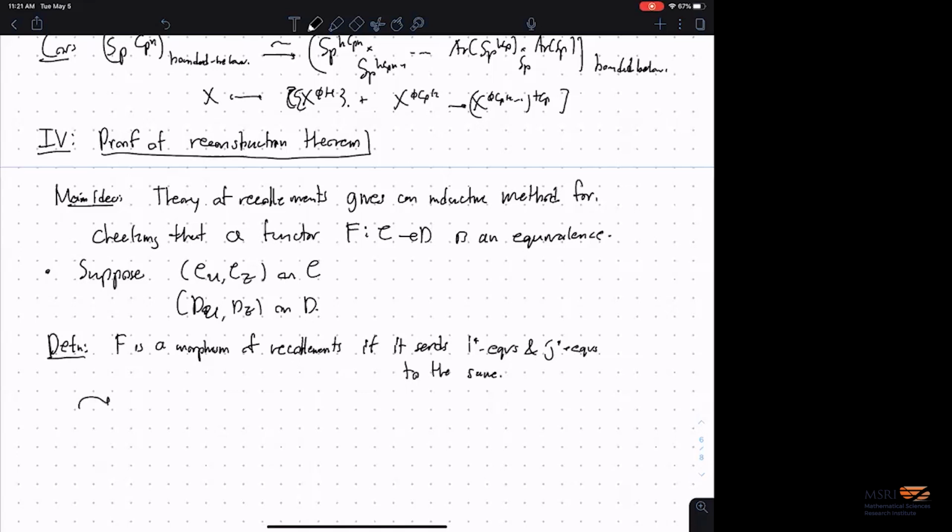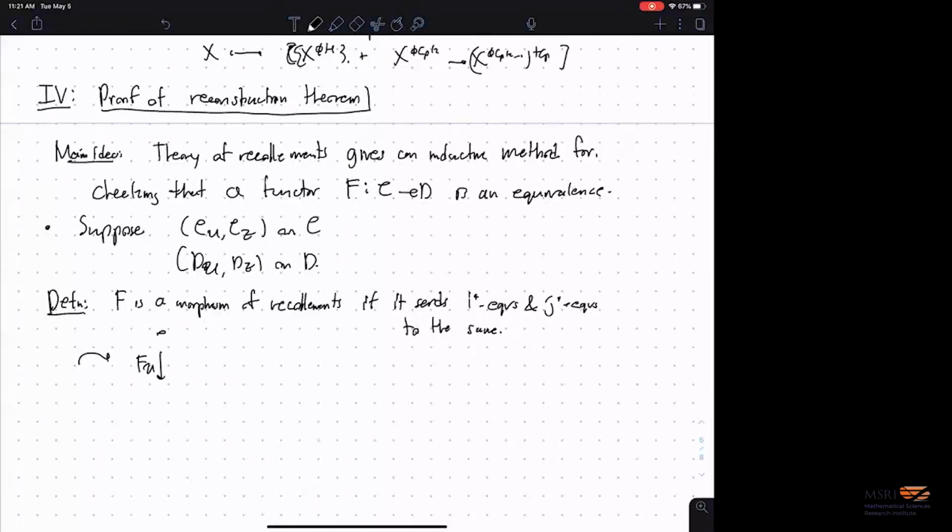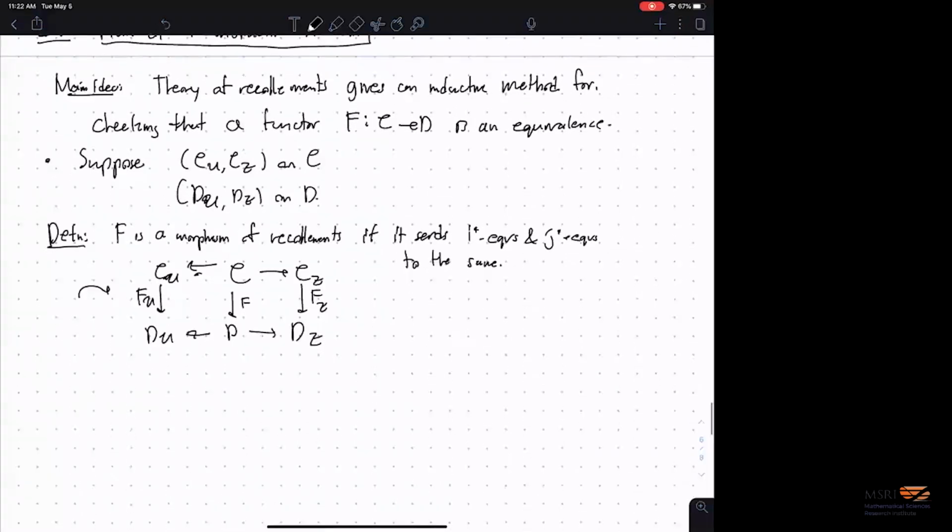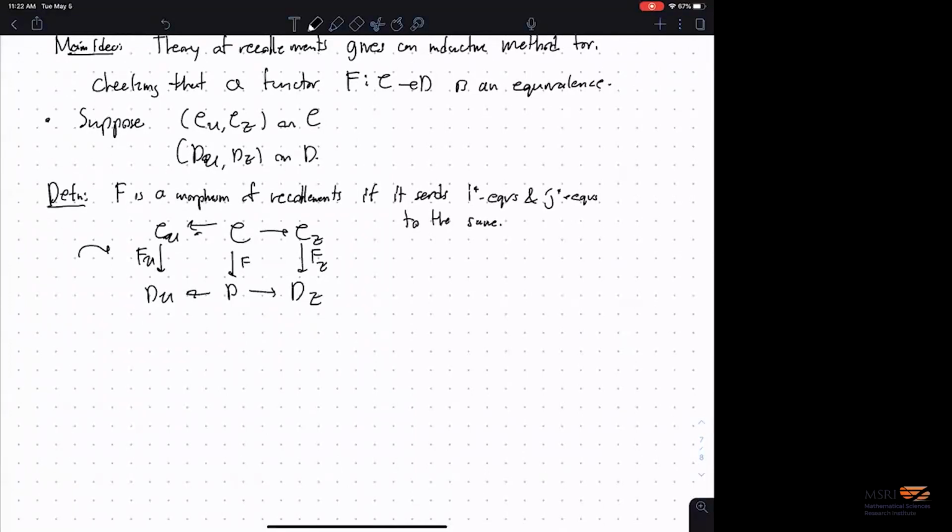So it induces, therefore, functors FU and FZ on the closed and open parts, such that these are compatible with the left adjoints. That's implicit in saying it preserves these I upper star and J upper star equivalences. Moreover, F is a strict morphism of recollements if F commutes with the gluing functor.